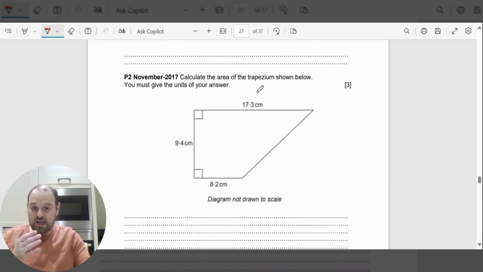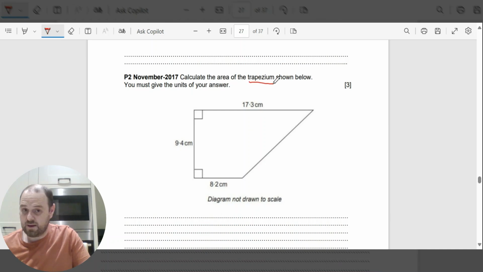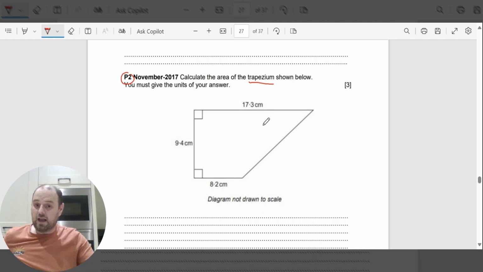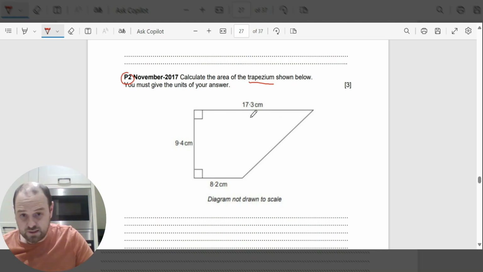Now, it does tell you this is a trapezium. It's also paper 2, so it's a calculator. It does tell you that. Now, a lot of people, though, like to split a trapezium that looks like this up into a rectangle and a triangle. Totally fine. If you've done it by splitting it up, totally fine.